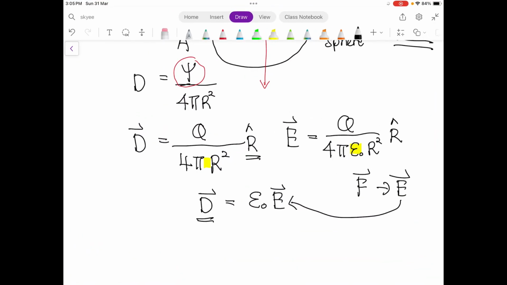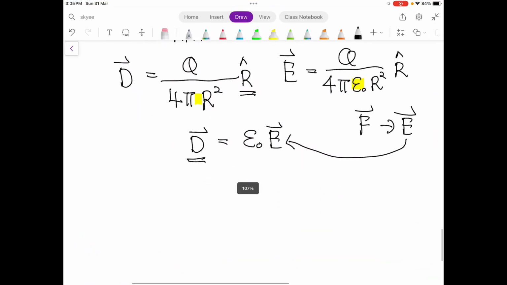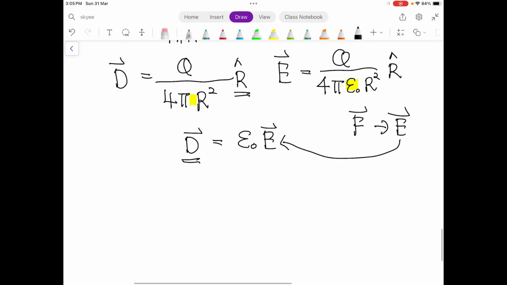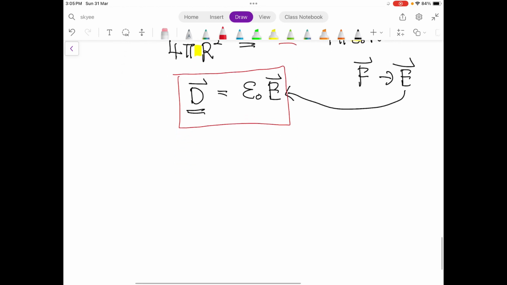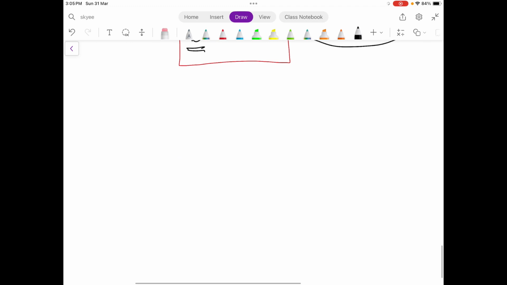Okay, so all the while, what you have learned previously is to find the E, right? But now you have to find the relationship between the D and the E, meaning that you can also find the D, that is the electric flux density. So let me write down the important information from this example 14 in your PowerPoint slide.